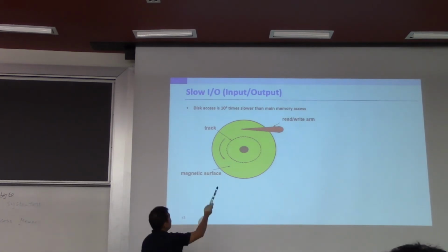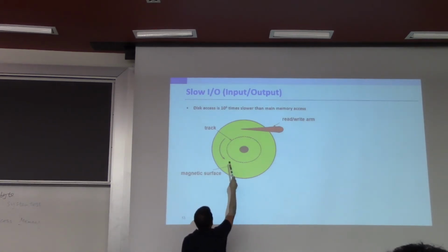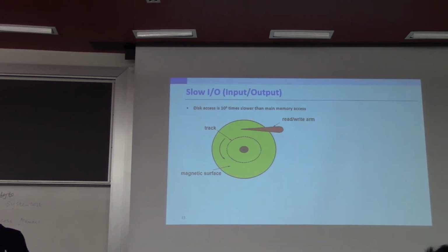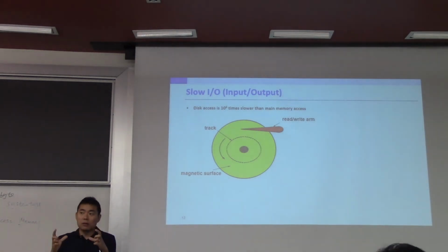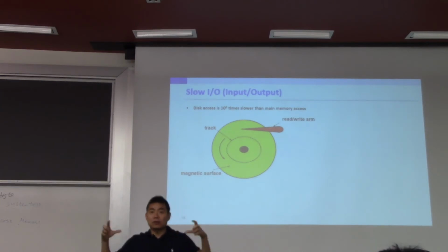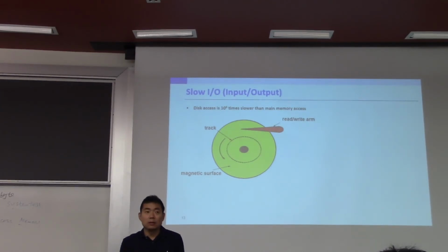Then I organize this magnetic surface into what we call tracks. A track is nothing else but a circle with the same radius to the center of this surface. So this is a track. Basically, it's all the small surface units that form a circle with the same radius to the center of your surface. That's what we call a track. And a magnetic surface obviously has multiple such tracks.